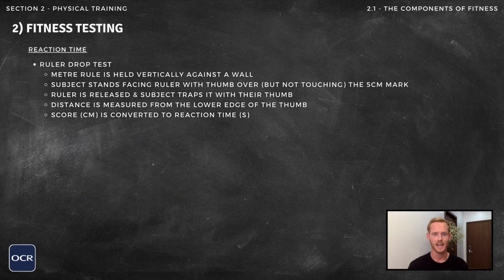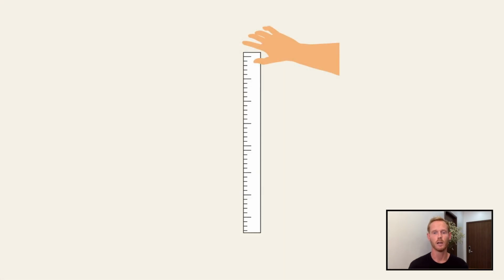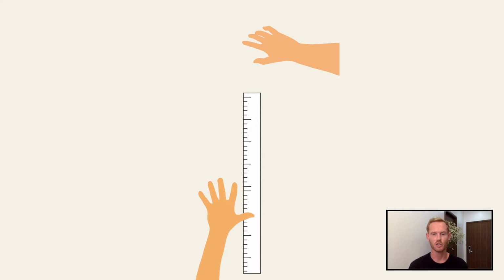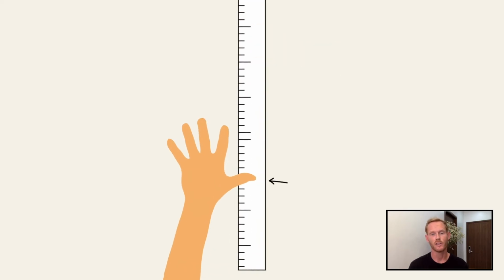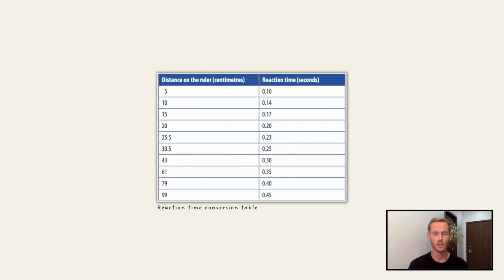The final fitness test that you need to know is the ruler drop test, which is used to measure reaction time. An individual holds a meter ruler vertically against a wall. The subject stands facing the ruler with their hand flat against the wall and their thumb hovering over the 5 centimeter mark. The ruler is released and the subject traps it with their thumb as quickly as they can. Where the lower edge of the thumb touches the ruler is marked and the distance the ruler has fallen is recorded. A table can then be used to convert distance into reaction time.